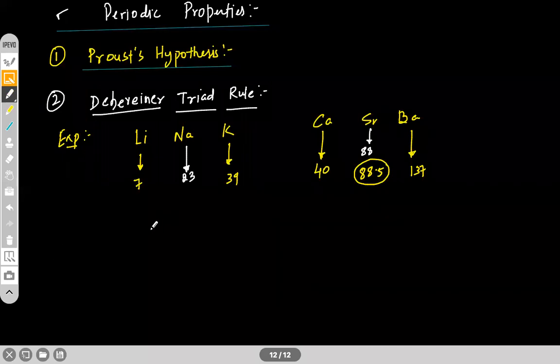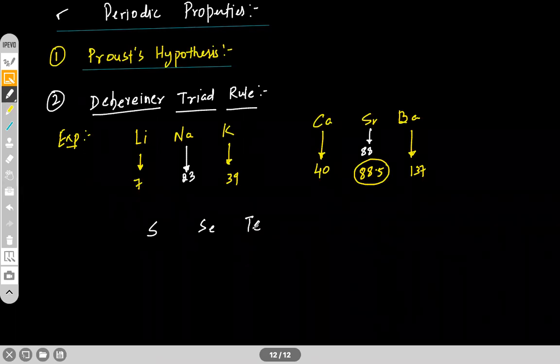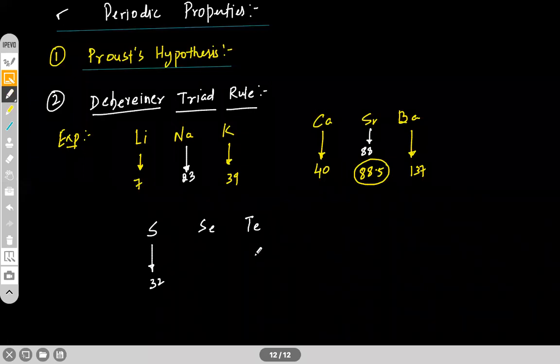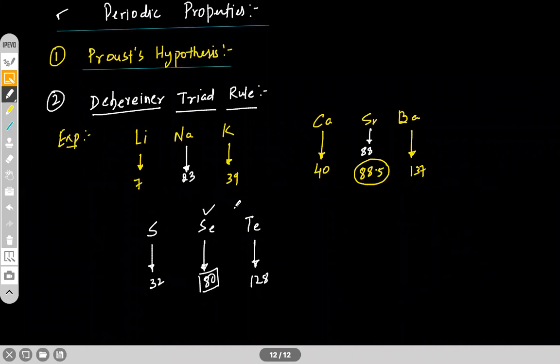Sulfur, selenium, tellurium. Sulfur is 32, tellurium is 128, and the average of the two is 80, and 80 is the atomic weight of selenium. So these are the Dobereiner triads.